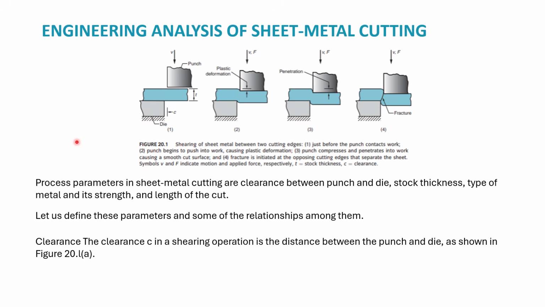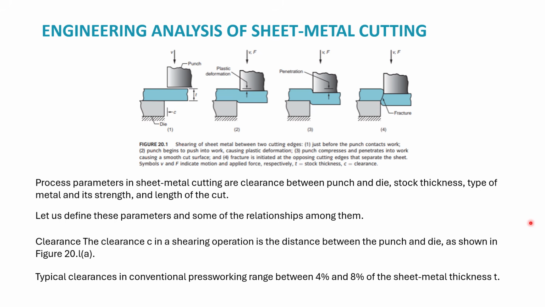Okay, so let's define these parameters and some of the relationships among them. We start with the clearance, where the clearance C in the shearing operation is going to be the distance between the punch and the die as shown in figure 20A. The typical clearance in conventional press working is in the range of 4% to 8% of the sheet metal thickness T. So it's a percentage. The thicker the material you're using, the more clearance you're going to have between both.